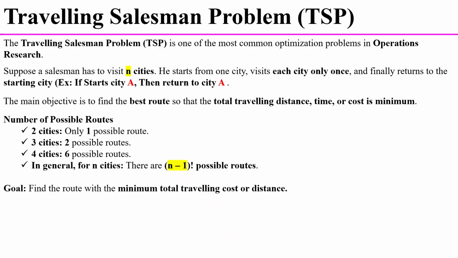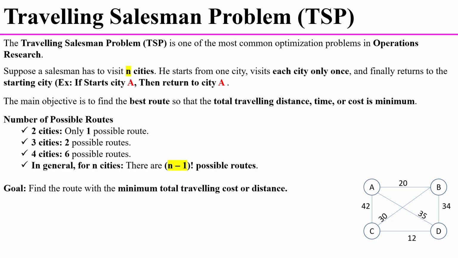So in general, for n number of cities, there are (n minus 1) factorial possible routes. So the goal of the traveling salesman problem is to find the route with the minimum total traveling cost or the minimum total distance.